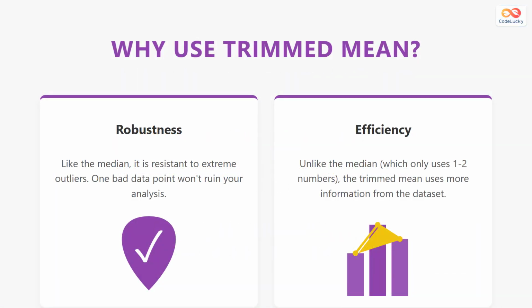So why should you use it? 2 reasons. First, robustness. Like the median, the trimmed mean is safe from outliers. A few bad data points won't distort your result. Second, efficiency. Unlike the median, which might only look at one middle number, the trimmed mean uses a large portion of your data to calculate the average, giving you a more comprehensive summary.